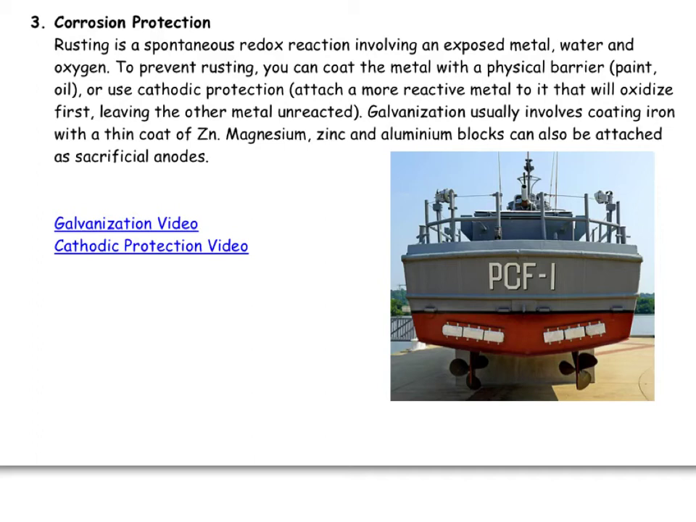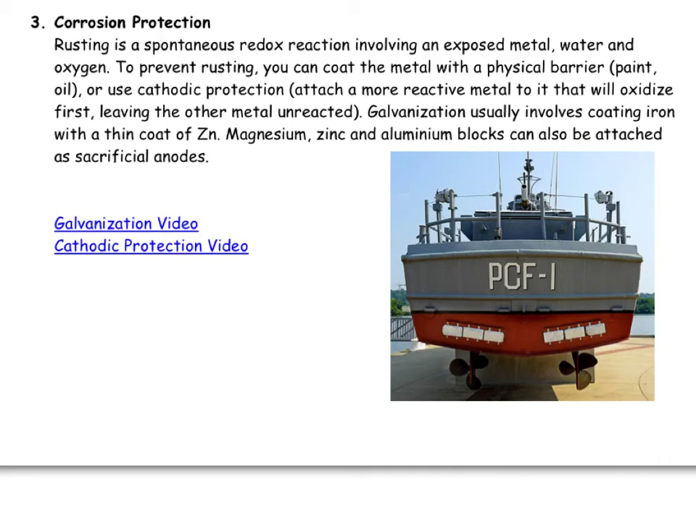These blocks of more reactive metals are known as sacrificial anodes. They will oxidize first, leaving the metal we want to protect unreacted. When the sacrificial anode oxidizes, it feeds electrons to the metal we want protected, therefore making it a cathode.